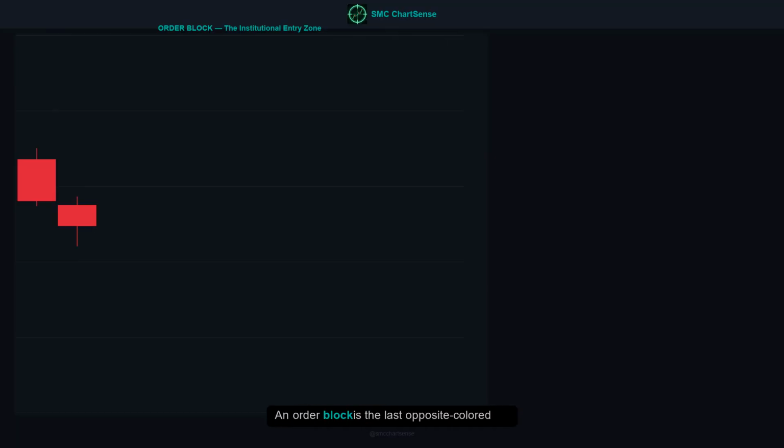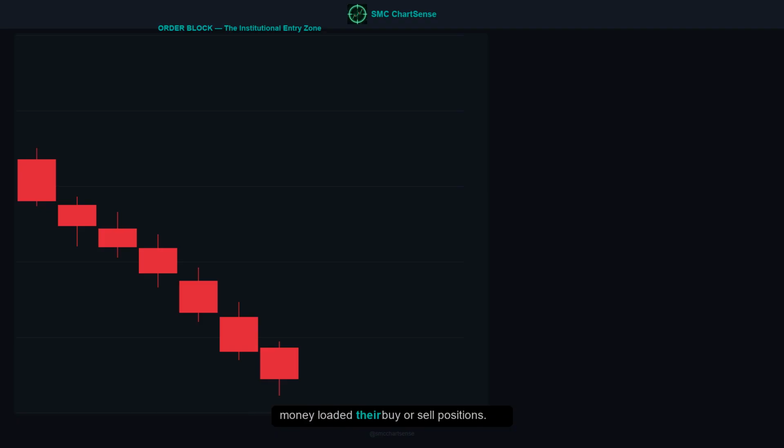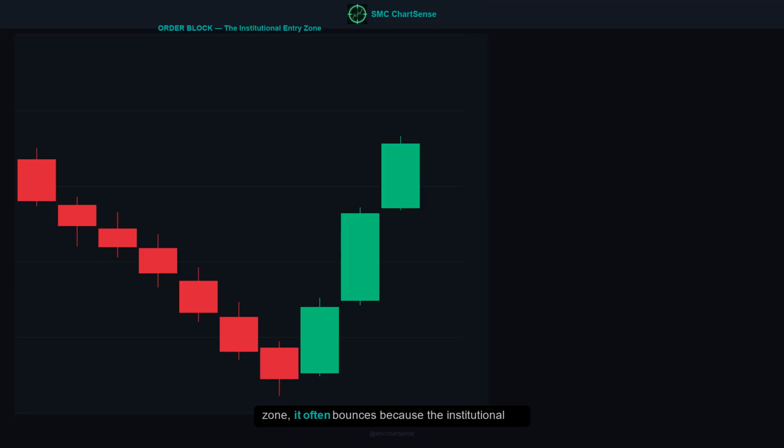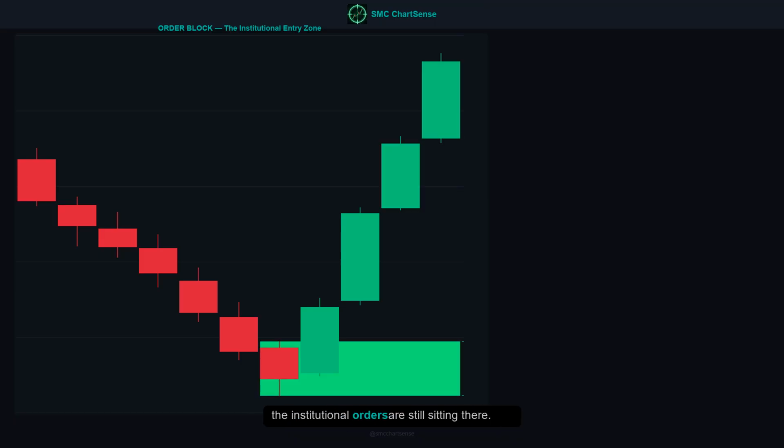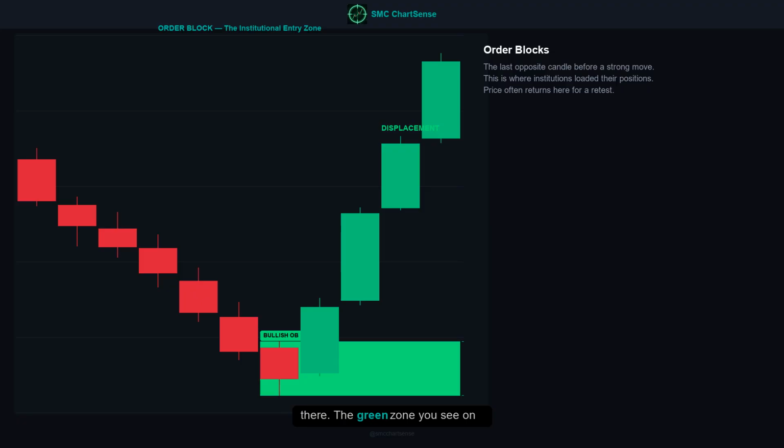An order block is the last opposite colored candle before a strong displacement move. This is where smart money loaded their buy or sell positions. When price returns to this zone, it often bounces because the institutional orders are still sitting there. The green zone you see on this chart is a bullish order block. Notice how price displaced aggressively upward right after it.